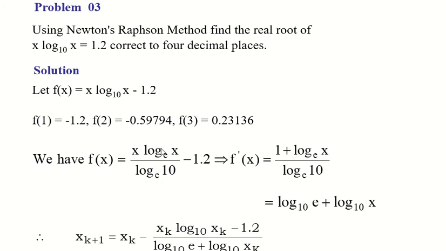x into differentiation of log x, which comes as 1 by x. So x into 1 by x becomes 1, plus log x into differentiation of x, that is 1. So that is simply log x divided by log 10 to the base e, which is a constant. That is equal to 1 by log 10 to the base e, or log e to the base 10, plus log x by log 10, that is log x to the base 10. Hope you understood this.